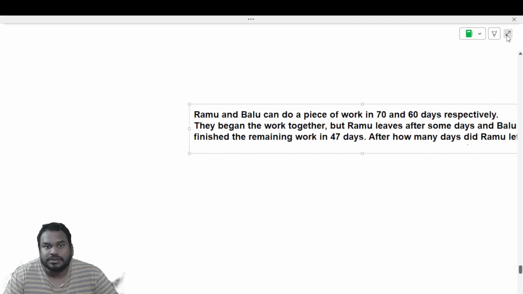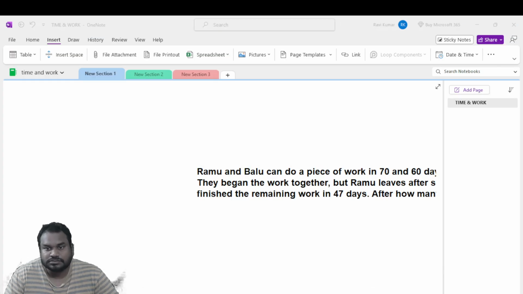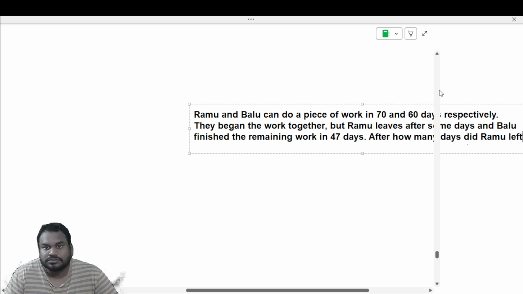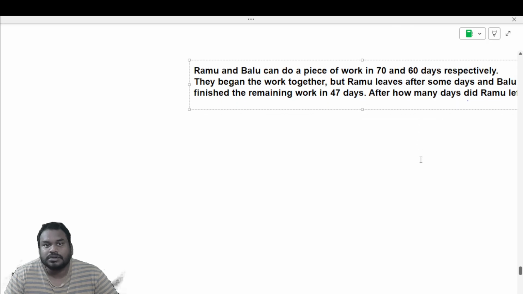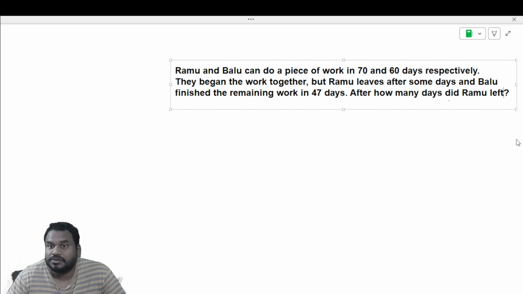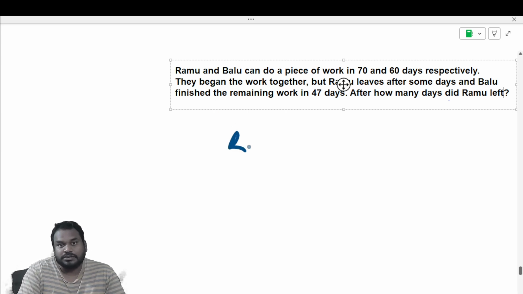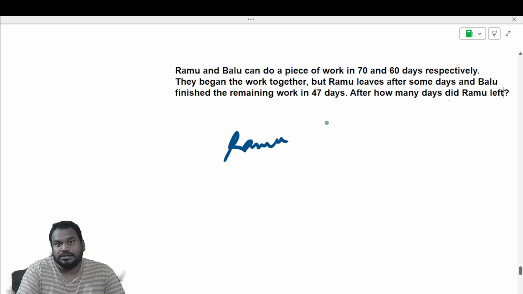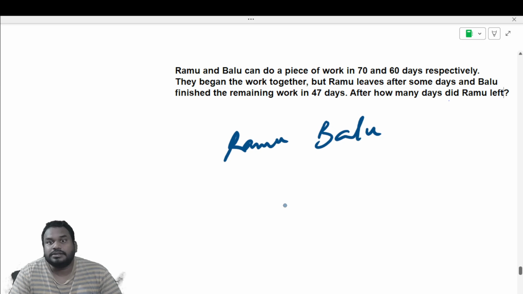Okay, next one. Ramu and Balu can do a piece of work in 70 and 60 days respectively. They begin the work together, but Ramu leaves after some days and Balu finishes the remaining work in 47 days. After how many days did Ramu leave? Now Ramu and Balu can finish in 70 days and 60 days.